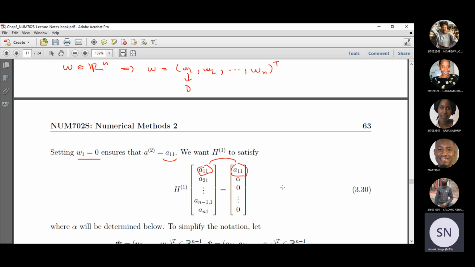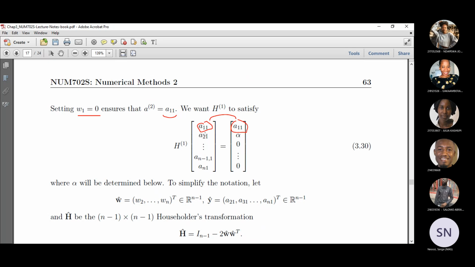Okay, so once that is done, we perform this multiplication and try to see the consequences. Now what do we have? We want H1, the first transformation, applied to the first column, because remember that this is the first column. We don't care about the rest of the matrix, but we concentrate here.